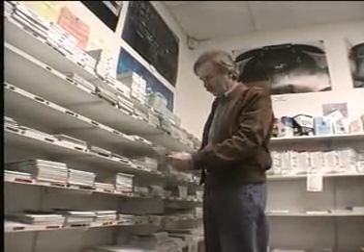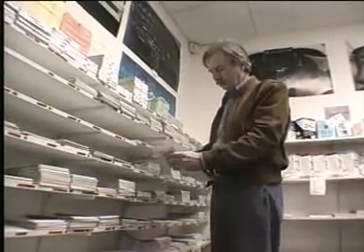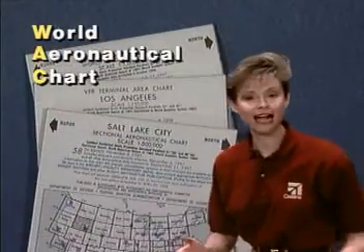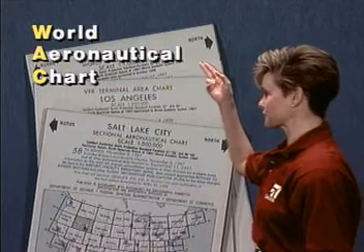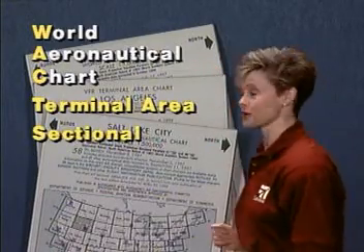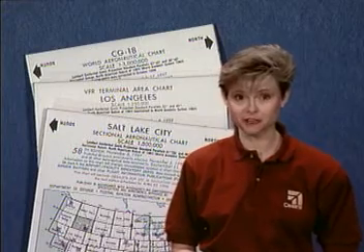This pilot is busy selecting current charts, and he has 3 different chart types that he will be looking for: the WAC, or World Aeronautical Chart, the Terminal Area Chart, and the Sectional Chart. Now, we are going to talk about each one and give you some guidelines for when to use the different charts. First, let's talk about sectionals.